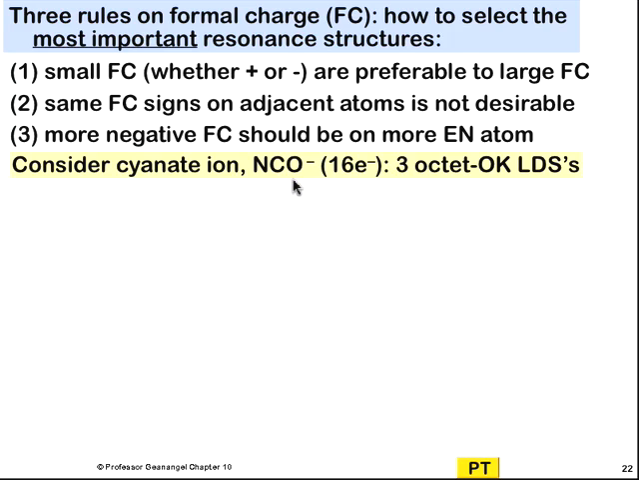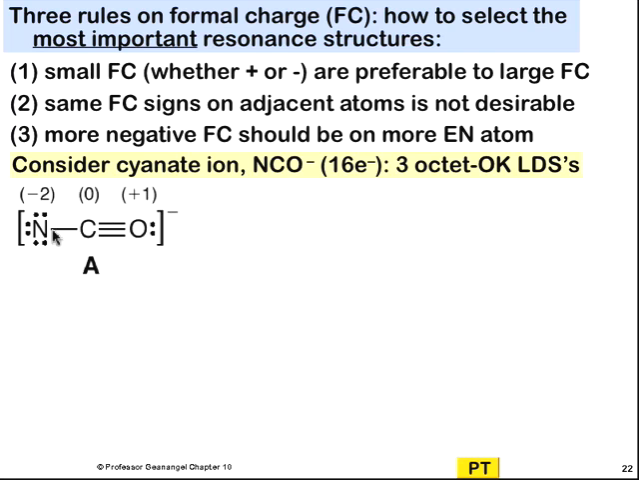So I'm going to use the cyanate ion, NCO-, which is a 16-electron ion. And I am going to write the Lewis dot structures for you. There are 3 of them that have octets; in other words, they meet the criterion of having octets. The first one, of course, has the carbon in the middle. They all should have carbon in the middle because that's the lowest electronegativity atom there.